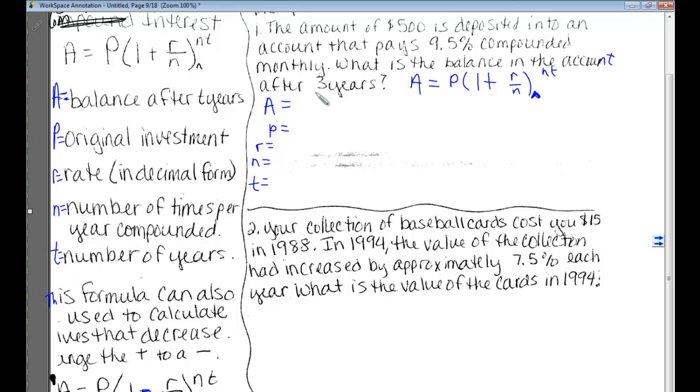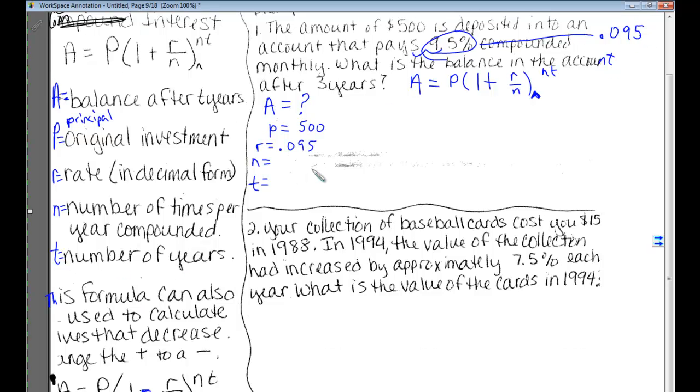Since I'm looking for the balance after 3 years, then I'm looking for my future amount, so I don't know A. P stands for principal, the original investment, that means the beginning amount, the amount I deposited. So that I do know is 500. The rate is 9.5%. We never write it as a percent, so take off the percent sign and move the decimal back 2 spaces to the left, 0.095.